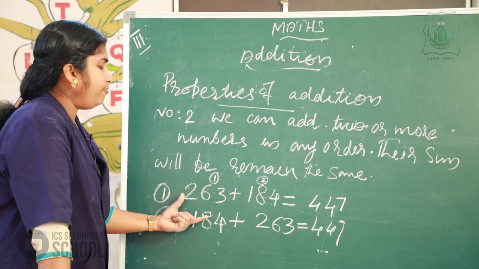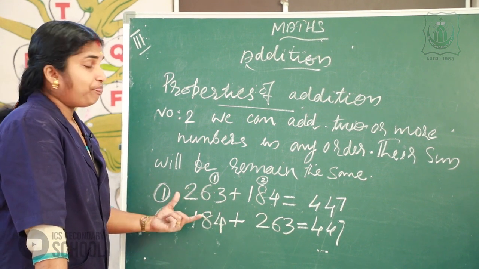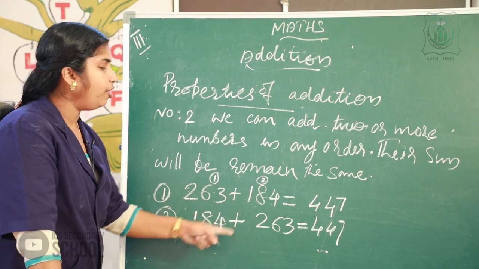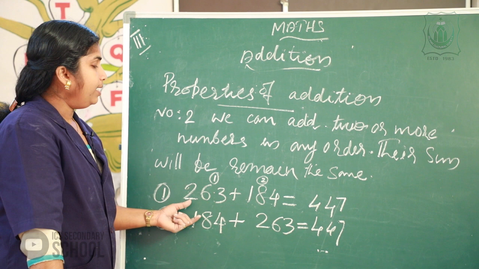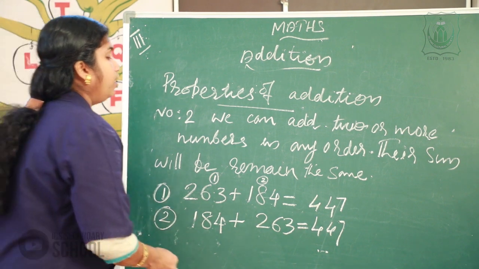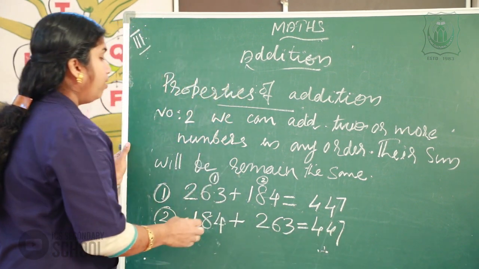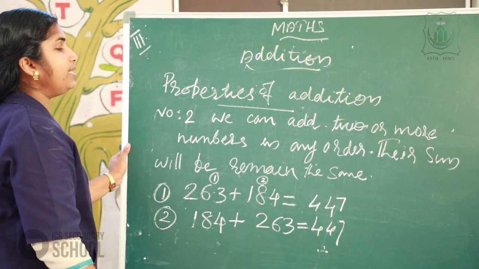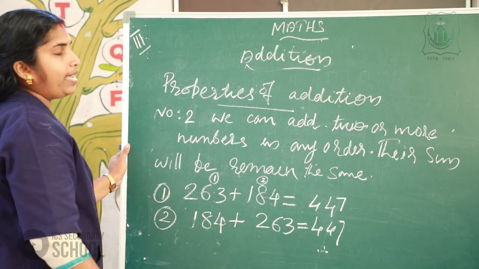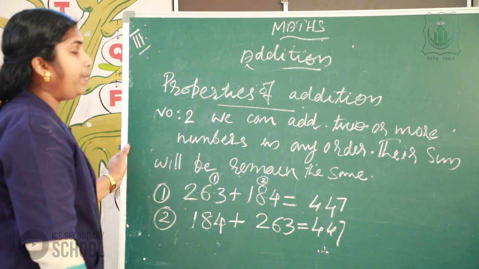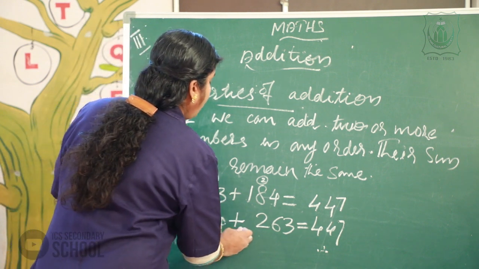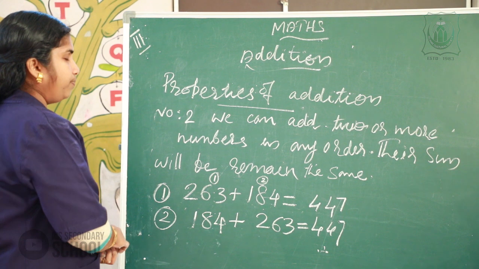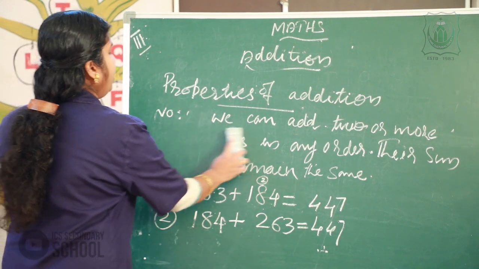Here we can see the change of the order of the problem. This changes the order, but their sums will not change. The sum will remain the same. The sum of these two numbers is the same.